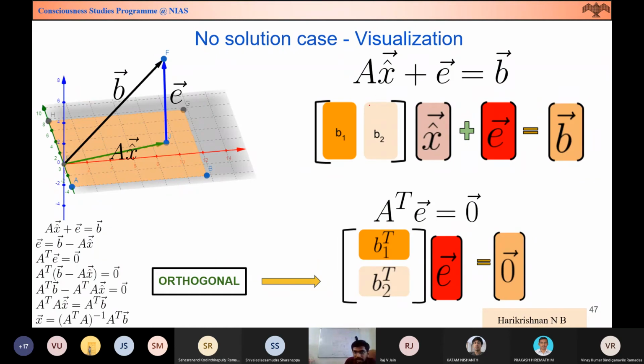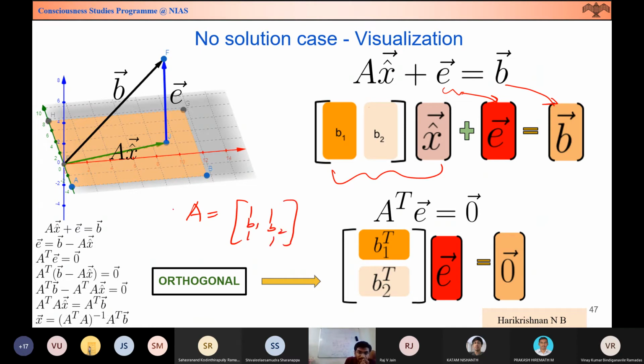We have A x cap plus error vector equal to B. Remember, we learned about the dot product: when two vectors are orthogonal, perpendicular, the dot product is 0. Here the column space of A has 2 columns, let's call them B1 and B2.